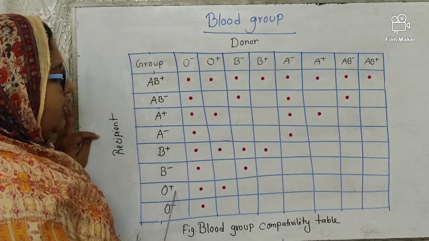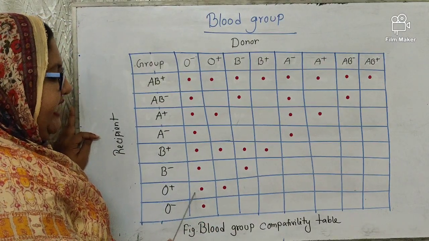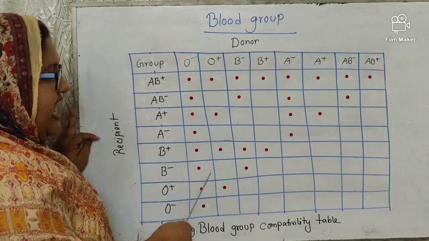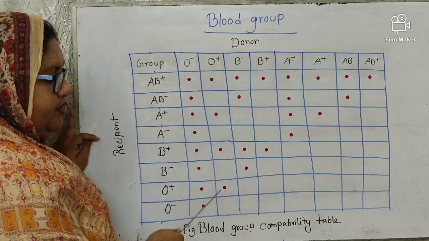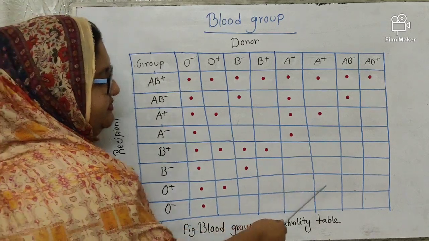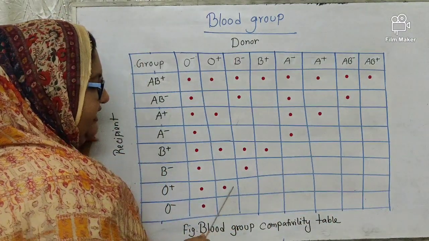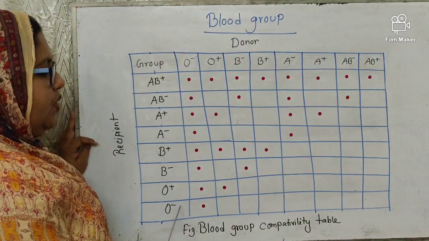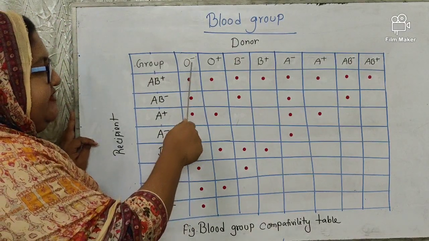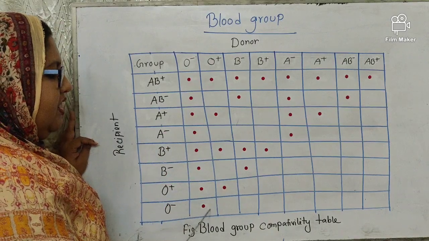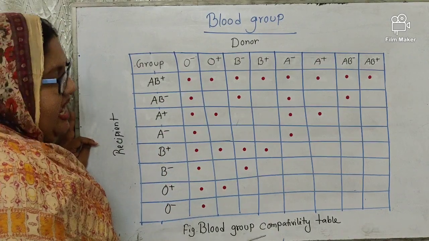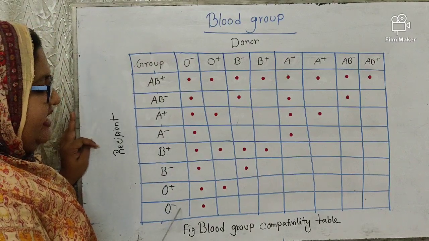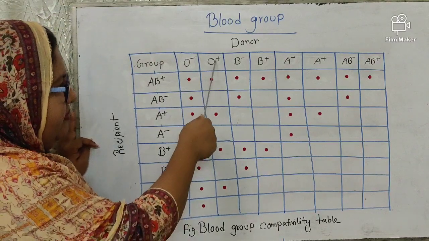So what about O positive? They can receive blood from O negative as well as from O positive. They can't receive blood from any other except these two. Now what about O negative? O negative can receive blood only from O negative. As I have mentioned earlier, negative blood group can't receive blood from the positive one.